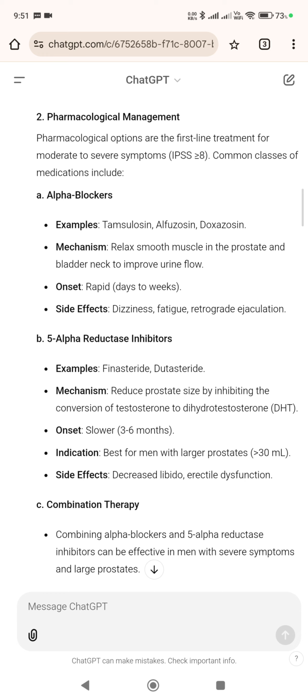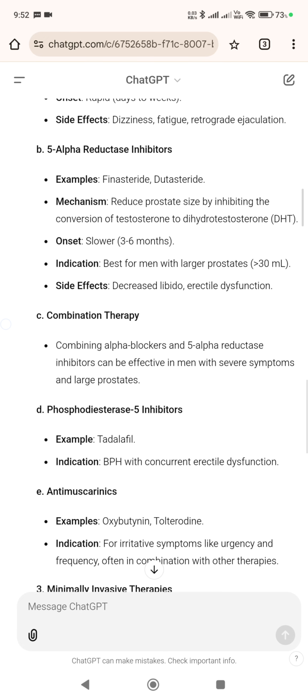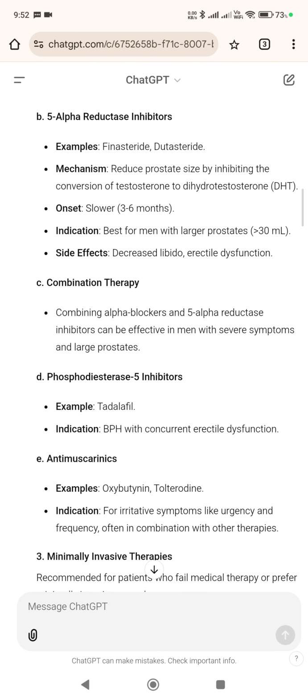B. 5-alpha reductase inhibitors. Examples, finasteride, dutasteride. Mechanism, reduce prostate size by inhibiting the conversion of testosterone to dihydrotestosterone, DHT. Onset, slower, 3 to 6 months. Indication, best for men with larger prostates, greater than 30 milliliters. Side effects, decreased libido, erectile dysfunction.